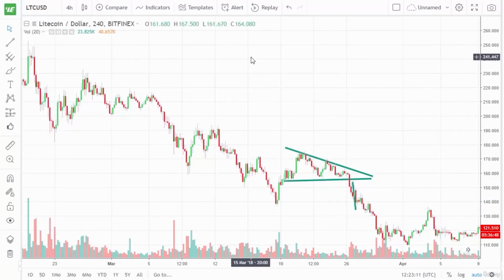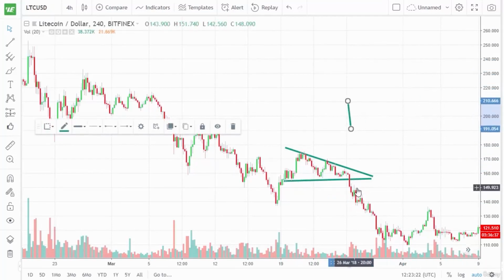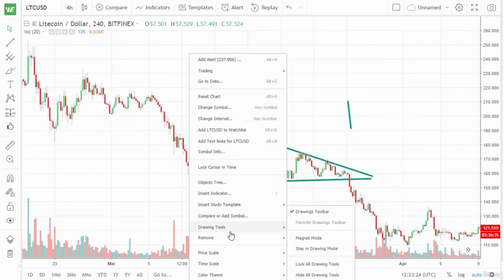Now, an ascending triangle is just the exact same thing. Just flip it over and you've got prices rising. Eventually you break resistance, and then you take that high to low, and then you bring it up, and you simply aim for that target.